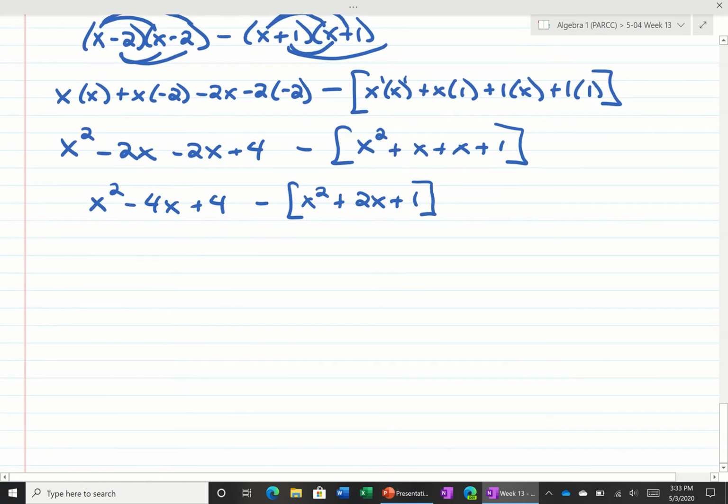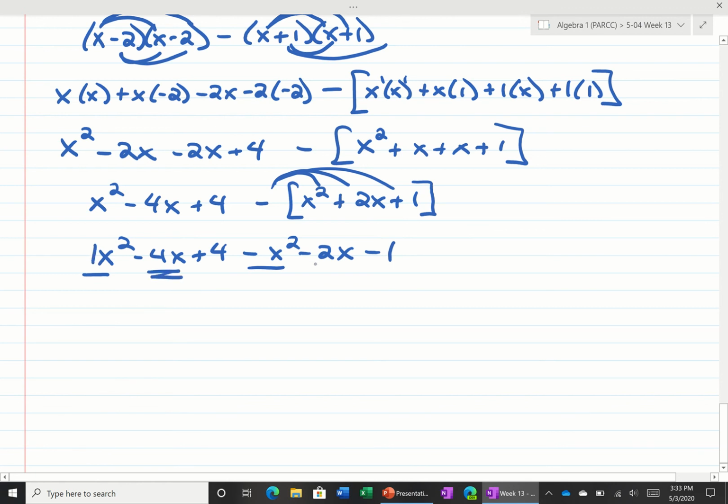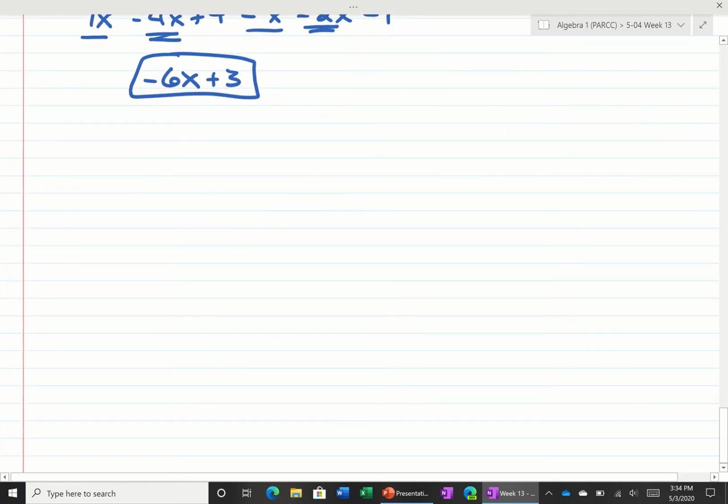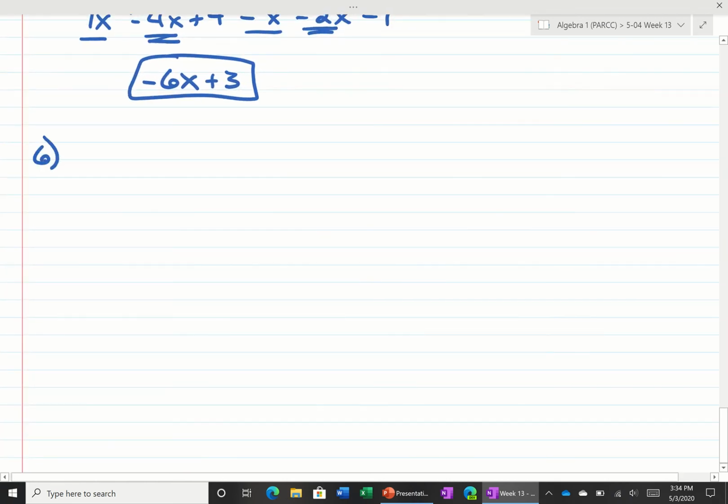And then once we combine all of our like terms, you could distribute this negative in. Combine our like terms. 1x squared minus 1x squared is 0x squared, so those cancel. Negative 4x minus 2x is negative 6x. And then 4 minus 1 is 3. That would be our answer to part E. So let's move down to number 6.